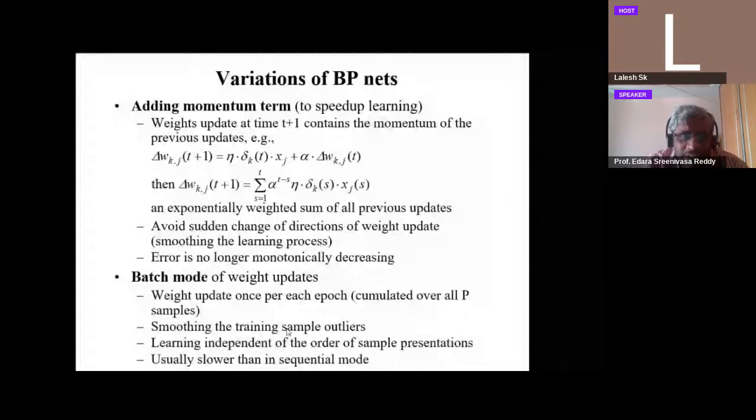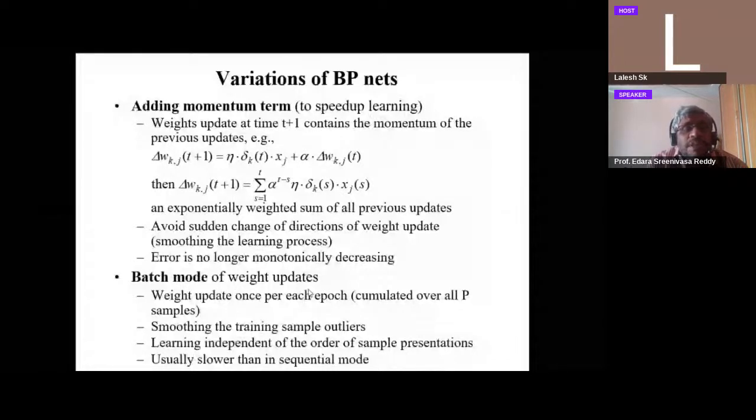And similarly, adding the momentum. Already I have shown how it helps to speed up learning. We are using momentum term also. Theta is the learning rate and alpha is the momentum. It is an exponential sum of all previous updates. But you must avoid sudden changes of direction of weight update.